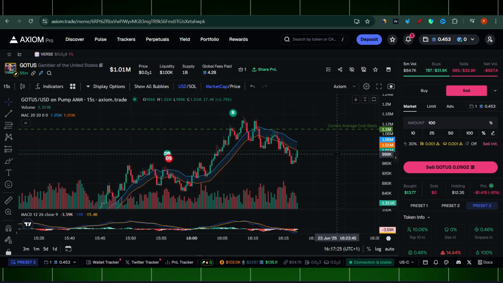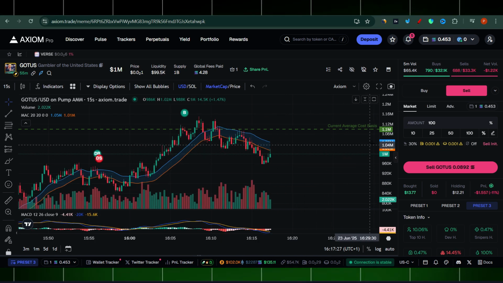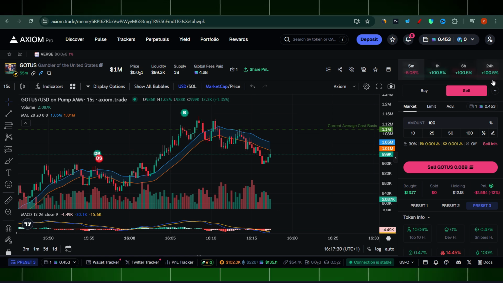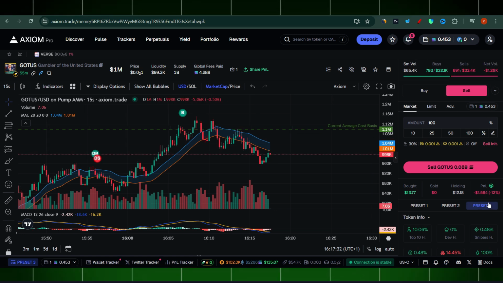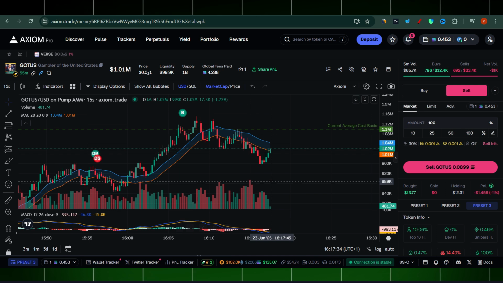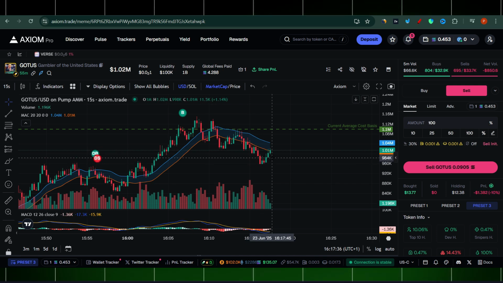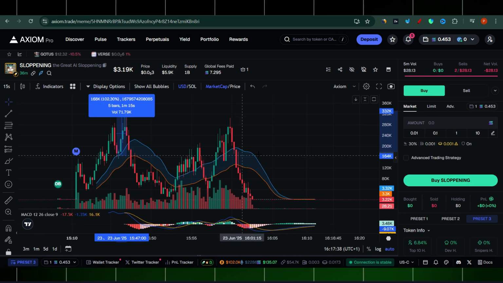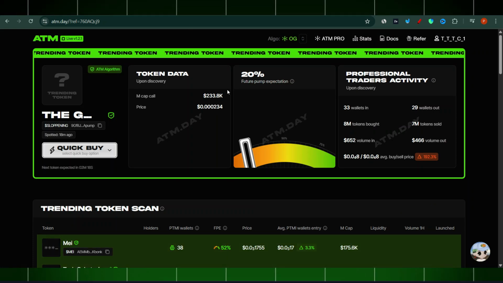I don't know, should I hold it? Should I sell it? Okay, now it's going up. I'm just still waiting for this number to be green. Okay, so we got nice buys here. Let's wait for another minute maybe. Yeah, so guys, ATM.pay introduced that coin.